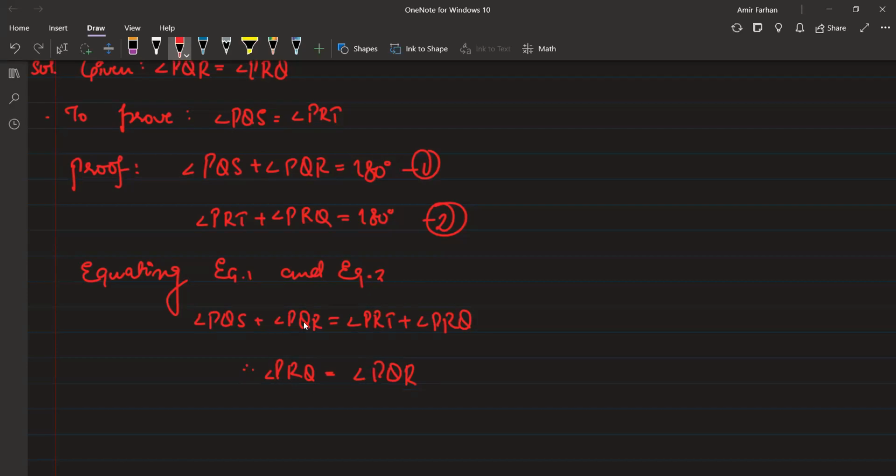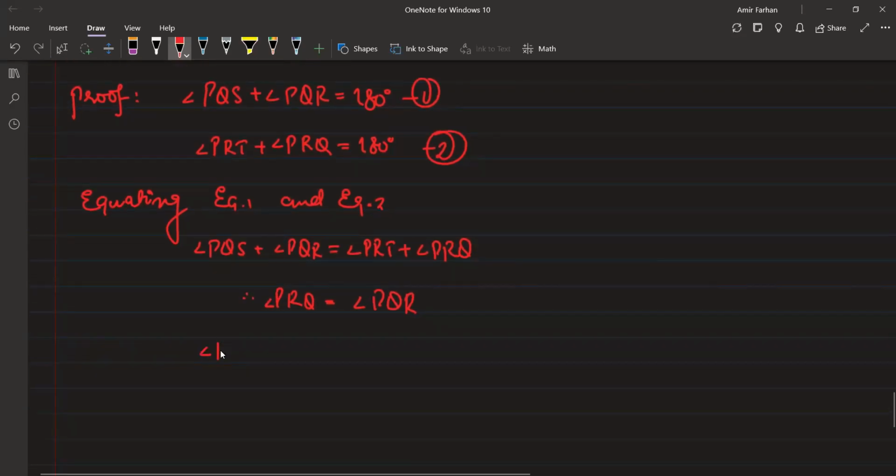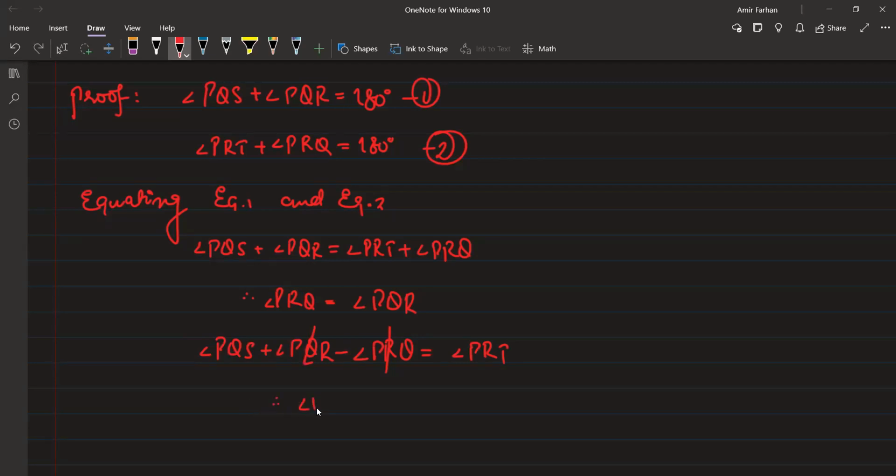So you can use anything, like you can place PRQ here or you can use PQR here. Or you don't need to write anything as well. You will just do what? Angle PQS plus angle PQR minus angle PRQ is equal to angle PRT. So both the things are equal, so they will cancel out each other. Yes or no? Simrat, yes or no? Abdul, yes or no? Clear? So angle PQS is equal to angle PRT. Hence proved.